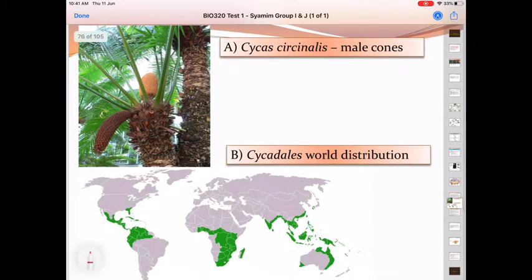Example of the cycad: Cycas seasonalis, the male cones, and the cycad world distribution. Okay, so this is the distribution of the cycad. So this is a male cone, of course, sebab dia dekat bawah. This is the female cone, dia dekat atas tapi pada pokok yang sama.